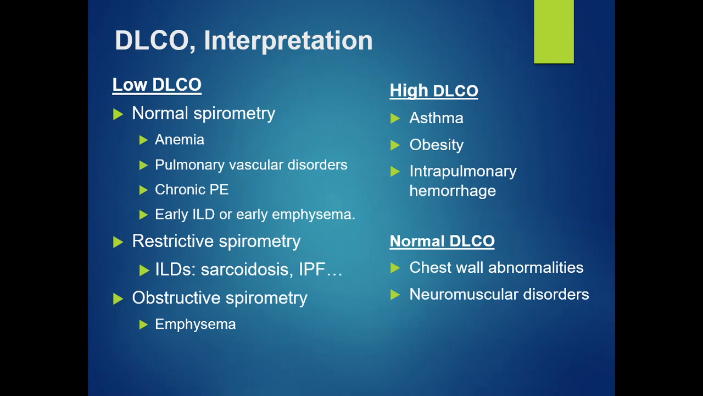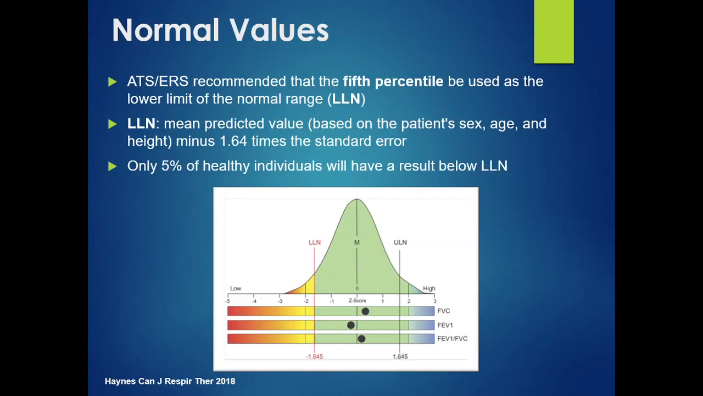So a low total lung capacity and a normal DLCO indicates extrapulmonary cause of restrictive lung disease like chest wall abnormalities and neuromuscular disease.